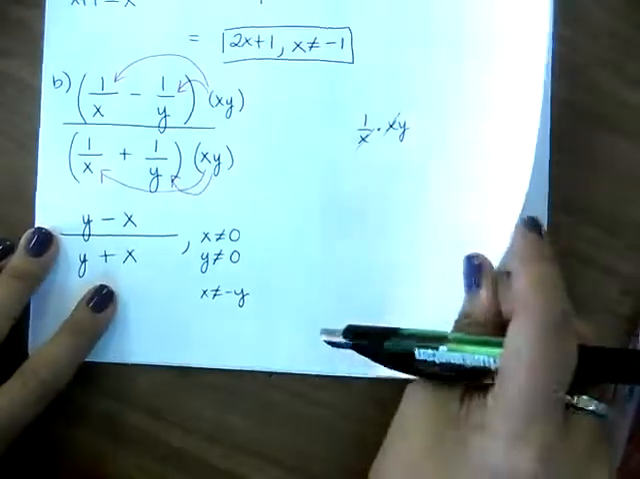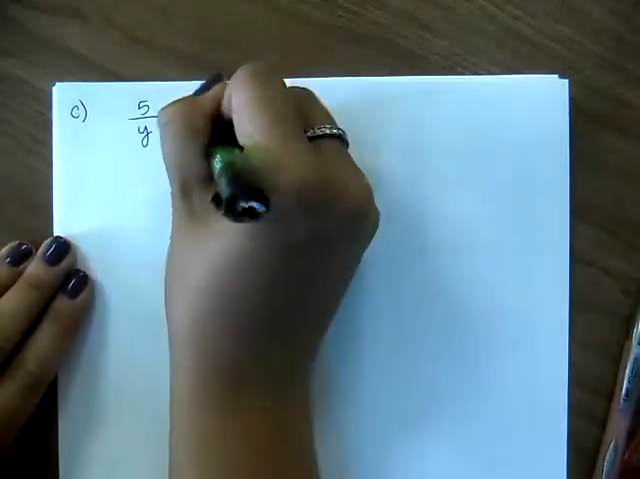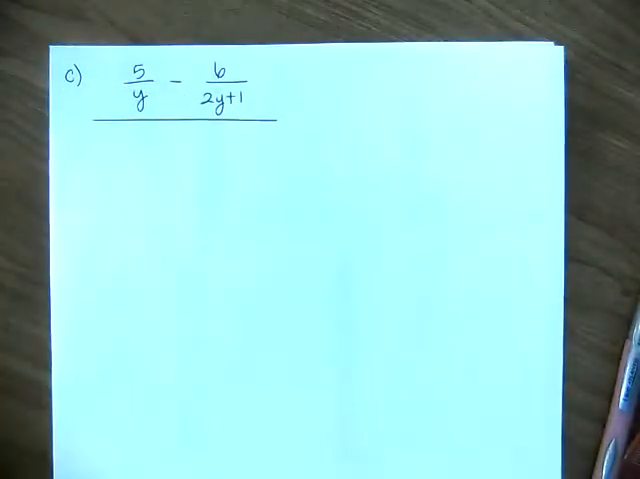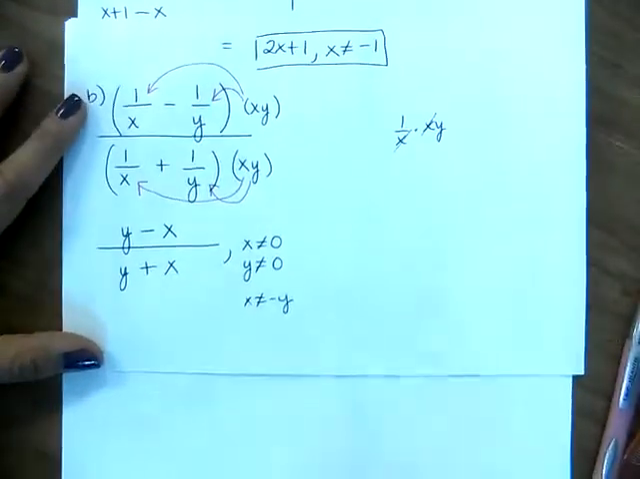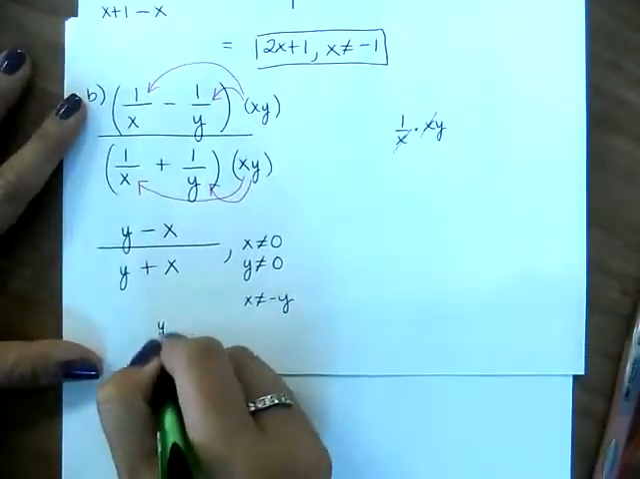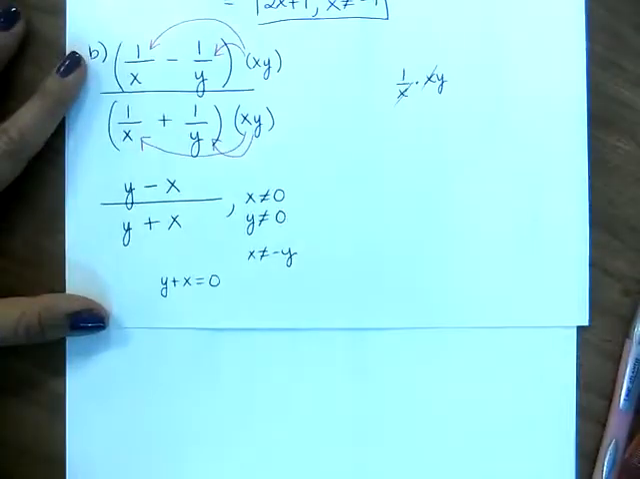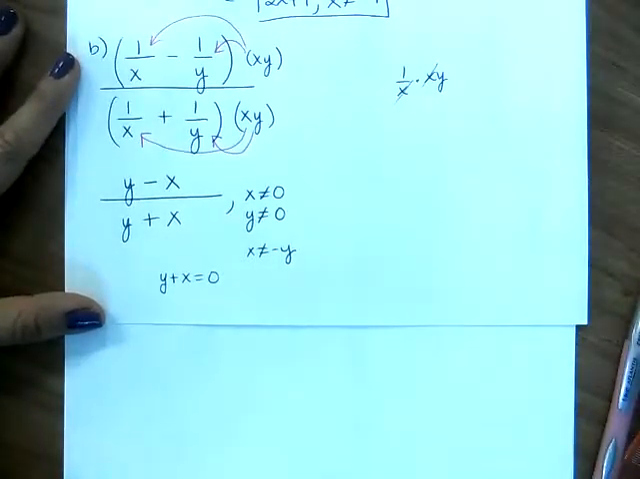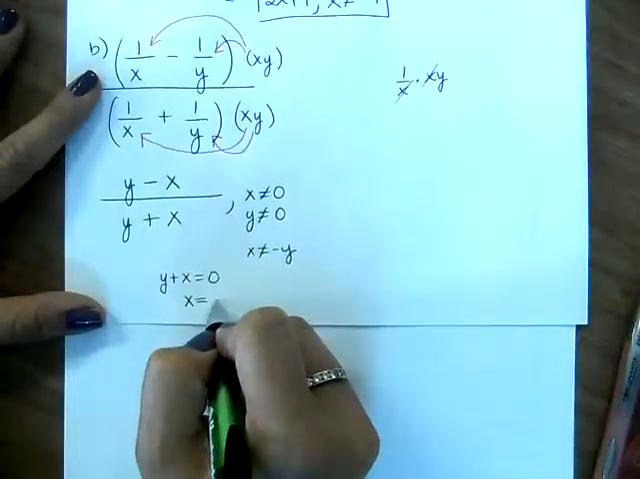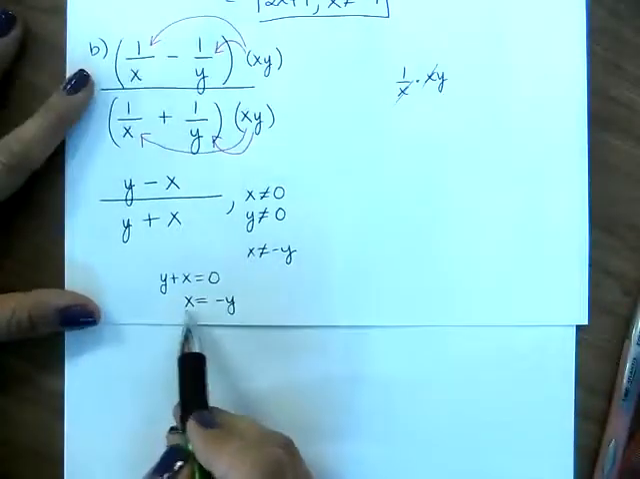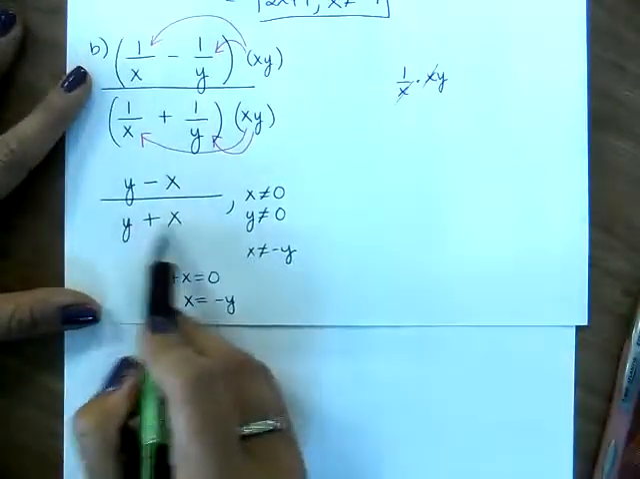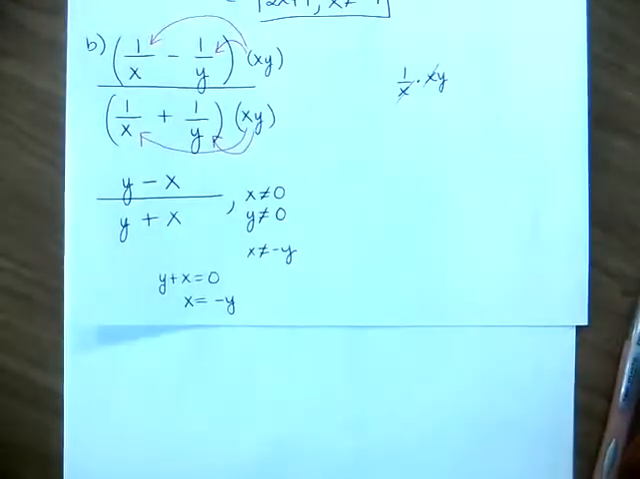Okay. Let's try another one. 5 over y minus 6 over 2y plus 1. Yes? Oh, I'm sorry. If you were to set this piece equal to 0 and think about solving for x, you'd subtract over the y. So if x equals a negative y, like if x is 2 and y is negative 2, and you add those together, you're going to get a 0 in the denominator.